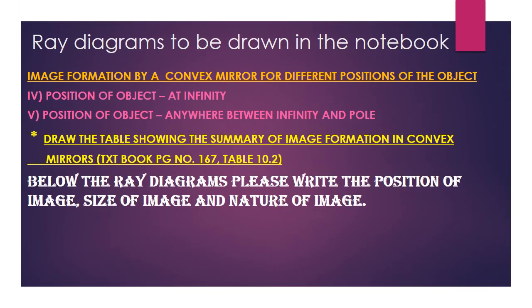The ray diagrams that are to be drawn in the notebook: image formation by a convex mirror for different positions of the object. The first one is the position of the object at infinity. You have to draw the ray diagram. Then the position of the object between infinity and pole. After drawing the ray diagrams, you have to write the position of the image, size of the image and nature of the image. After you finish the diagrams, you have to copy down table 10.2 on page number 167. I hope, children, you will do it.